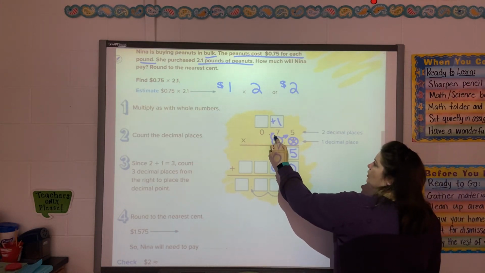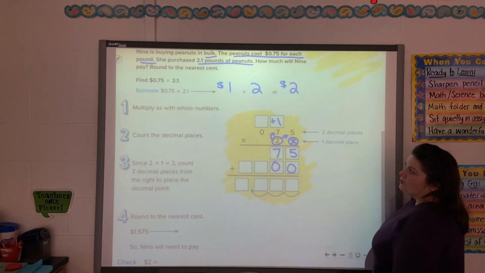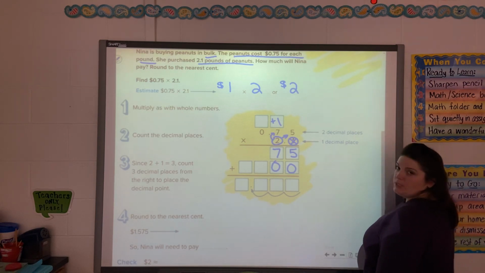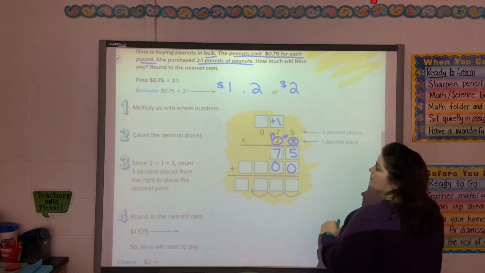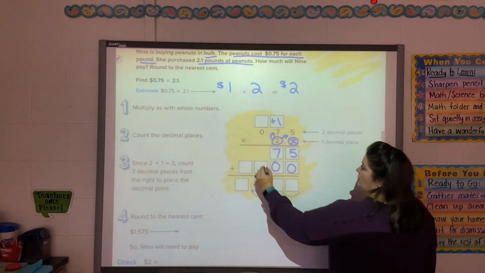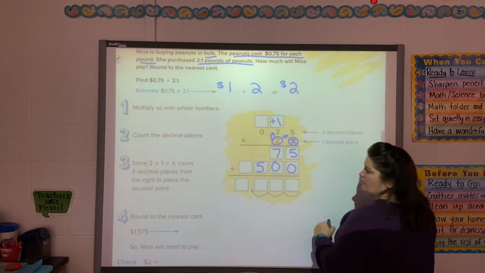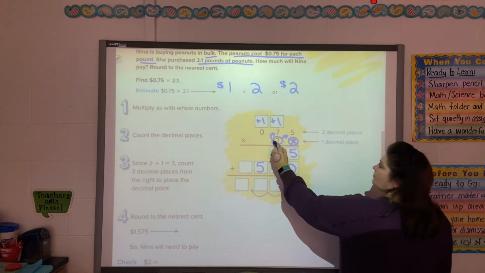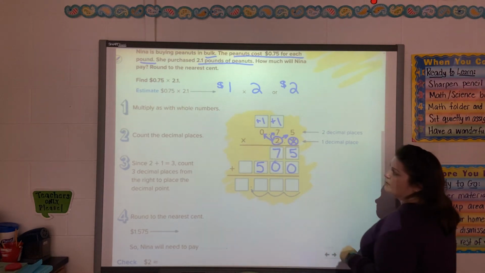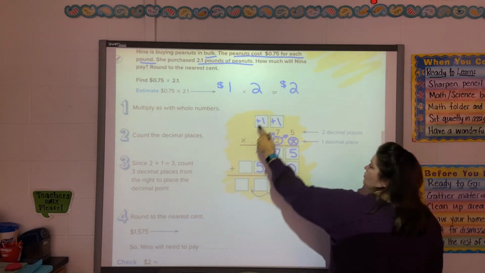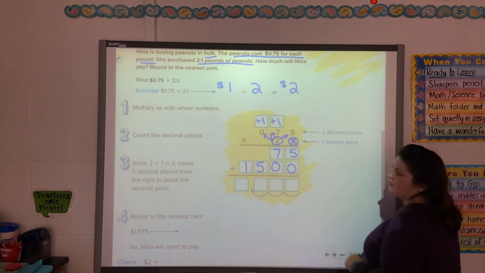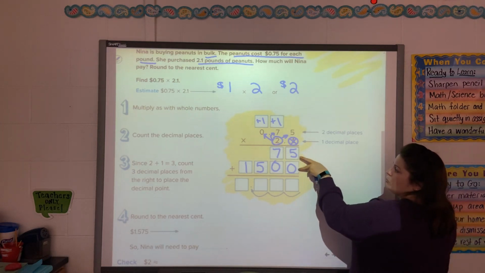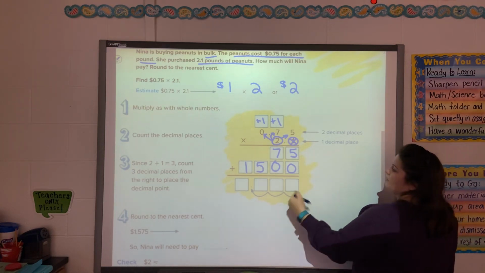Now 2 has to share up to the 7. 2 times 7 is 14, plus 1 is 15. I put my 5 down, I carry my 1. 2 times 0 is 0, plus 1 is 1. Then I add the 2 partial products together.